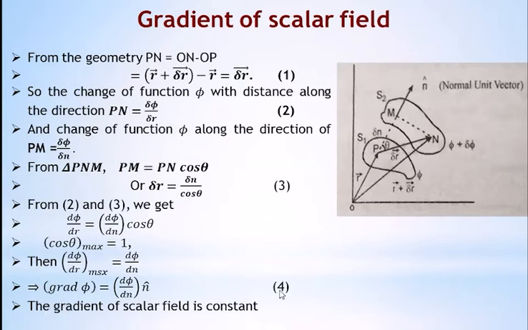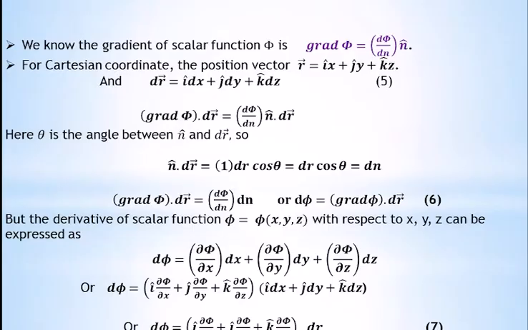Equation 4 shows the gradient of a scalar quantity. The gradient of a scalar field is always constant, and we further generalize these relations so that we can understand them by some equation. We know the gradient of scalar function phi, grad phi, is equal to d phi upon dn n cap.